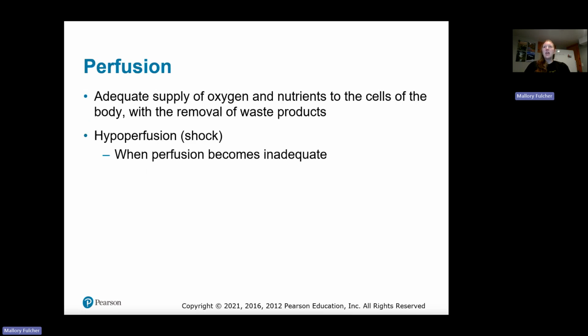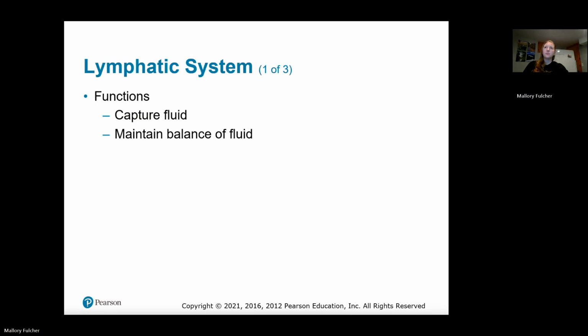Perfusion refers to the adequate supply of oxygen and nutrients to the cells with the removal of waste products. If we don't have perfusion, we call it hypoperfusion, low perfusion. This is where we start to experience shock-like symptoms, and we'll go through that in our shock lecture.